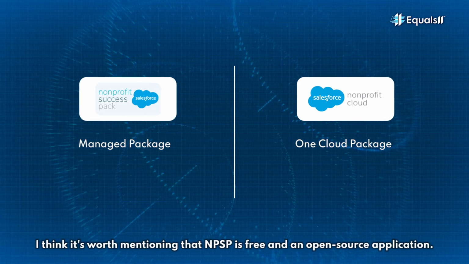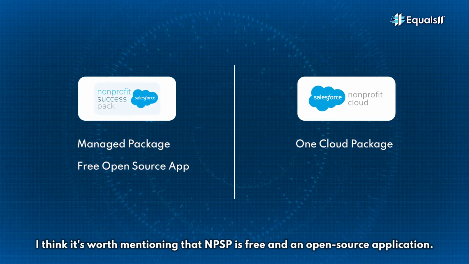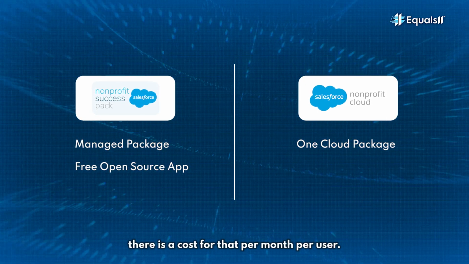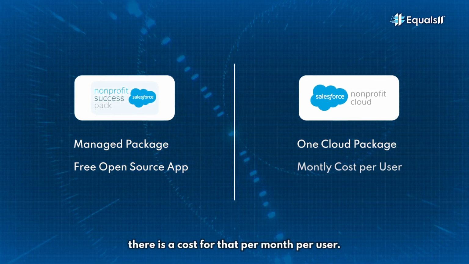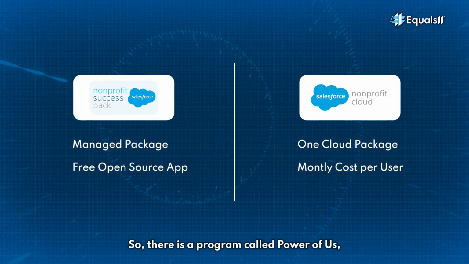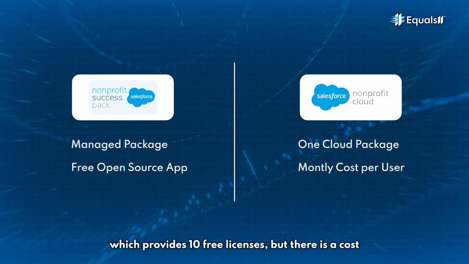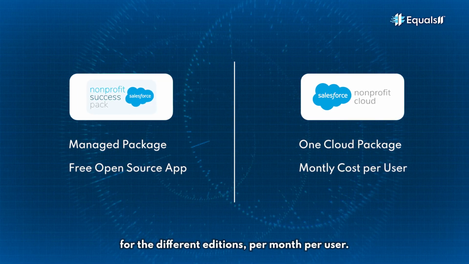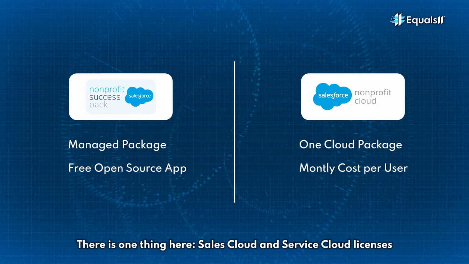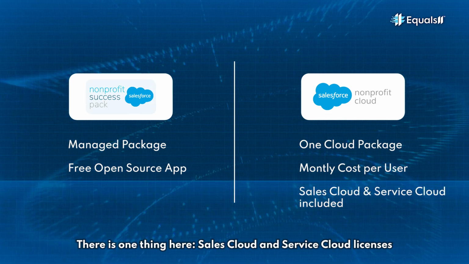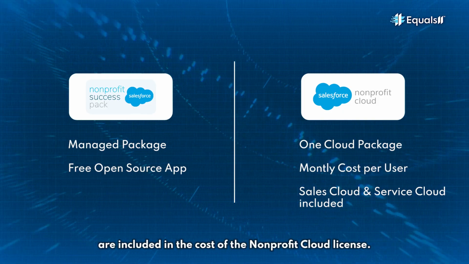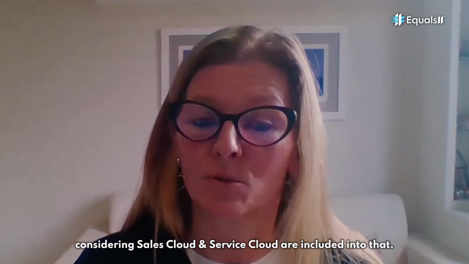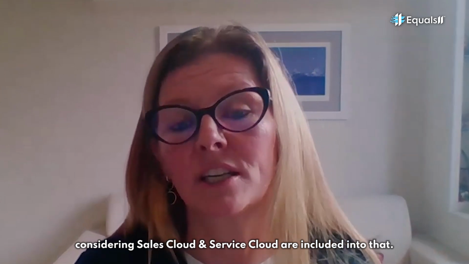Now, pricing. I think it's worth saying that NPSP is a free, open source application, whereas for NPC there's a cost per month per user. There is one program called Power of Us, which provides 10 free licenses, but there is a cost for the different editions per month per user. There's one interesting thing here, which is that Sales Cloud and Service Cloud licenses are included in the cost of the Nonprofit Cloud license. So there could be some cost savings here, considering Sales Cloud and Service Cloud are included.